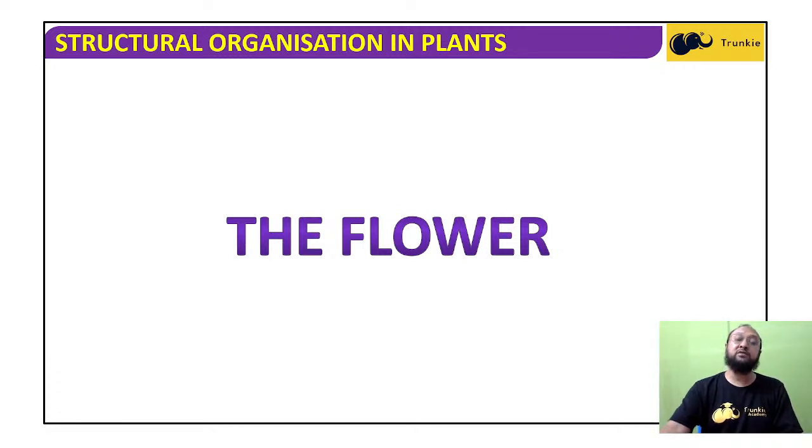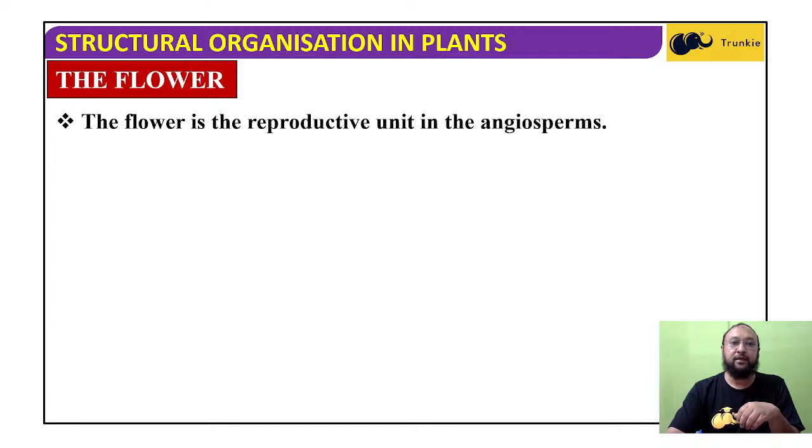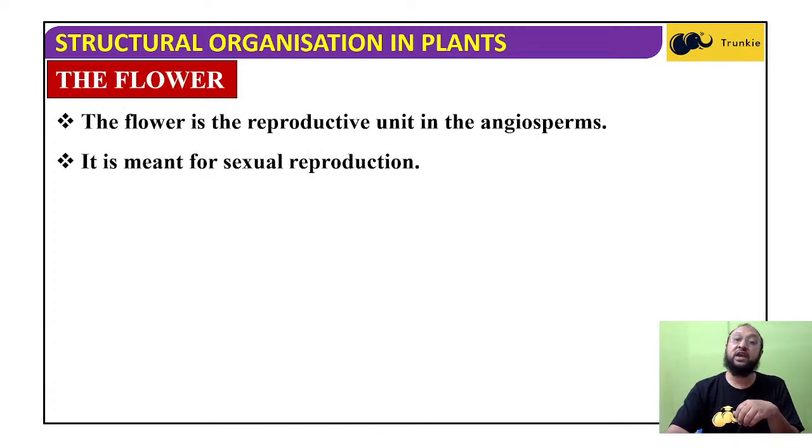When we say flower, it means it is the reproductive part. It is a part of the plant body which contains reproductive organs. Sexual reproduction takes place with the help of the flower. The flower is the reproductive unit in the angiospermic plant, meaning the flowering plant, the angiosperms.